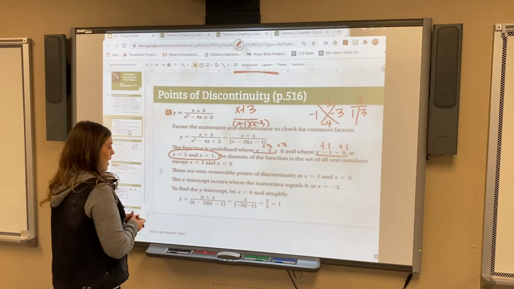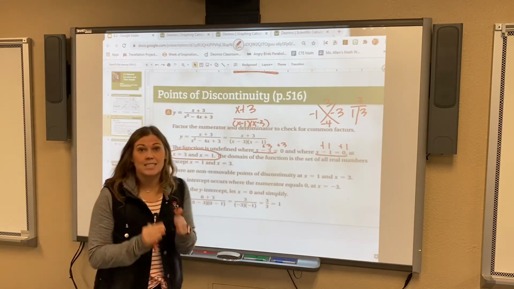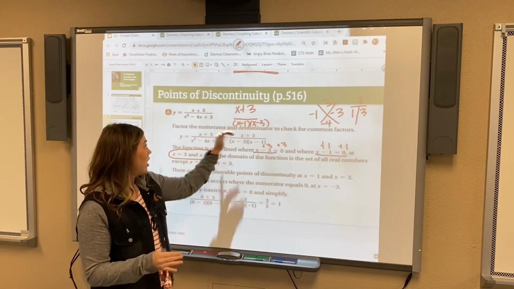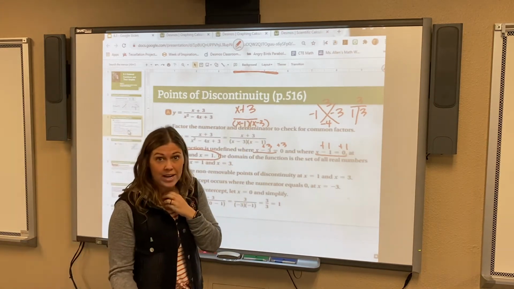So the x-intercept occurs when, sorry, let me pause. It's discontinuous at 3 and at 1, okay? Our denominator cannot equal 3 or 1. So now let's figure out what our y-intercepts are.